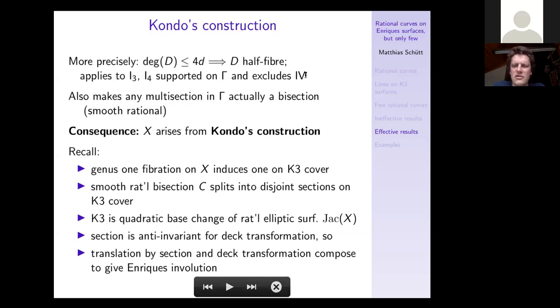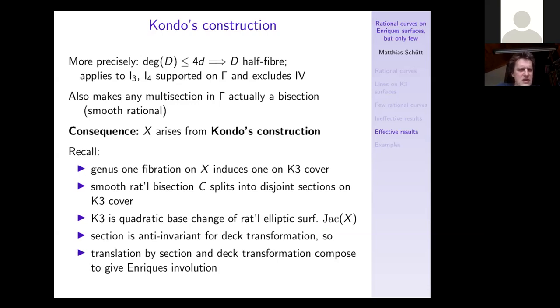And it also excludes type 4. So this is three components meeting in a single point. And the argument I told you also means that any multi-section in gamma is already a bisection. And it's smooth rational. We've seen that before. And now comes the consequence I already mentioned. That means that X arises from Kondo's construction. So this is something Kondo worked out in his paper on finite automorphism groups of Enriques surfaces.